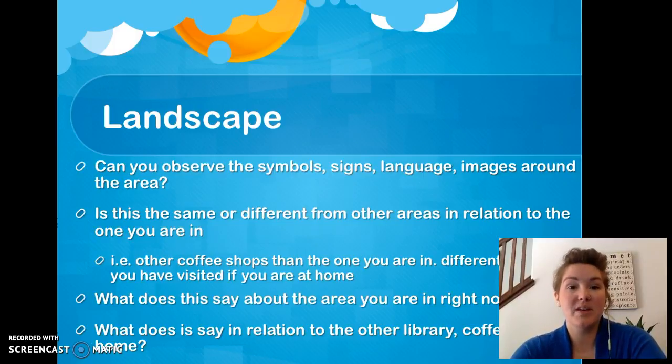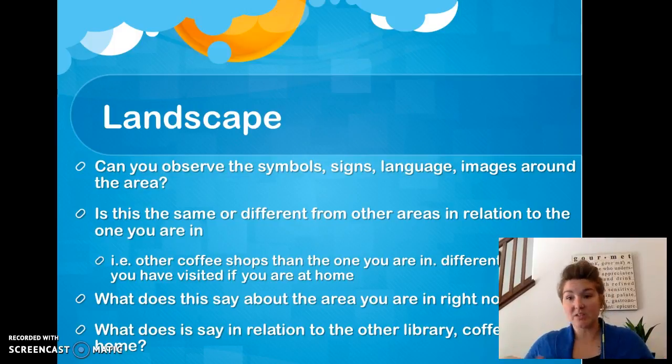Okay, so a landscape: can you observe the symbols, signs, languages, and images around the area that you're currently in? Is this the same or different from other areas in relation to the one you are currently in? I.e., other coffee shops than the one you're currently in, different homes you have visited if you are at home. So then, in your particular space you are currently in right now, think about all of the symbols, signs, languages, images around you. How is it the same or different than other places that you've been in relation to the place that you currently are now? What does this say about the area you are in right now? Think about that for a second.